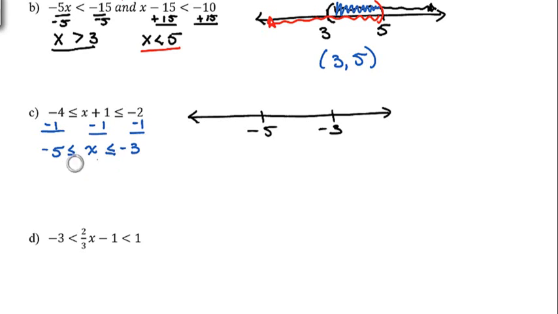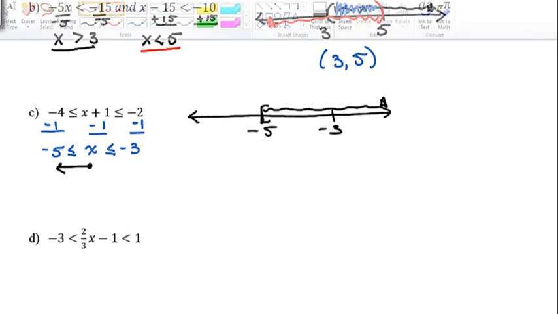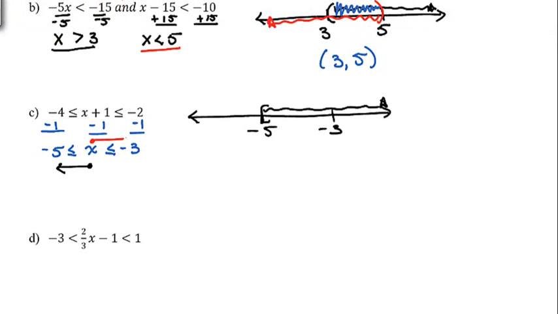So this is almost always going to be the intersection on these. You always want to read from the letter out to the number. So the first one says x is greater than or equal to negative 5. And then you start from the letter, read out to the number. x is less than or equal to negative 3.